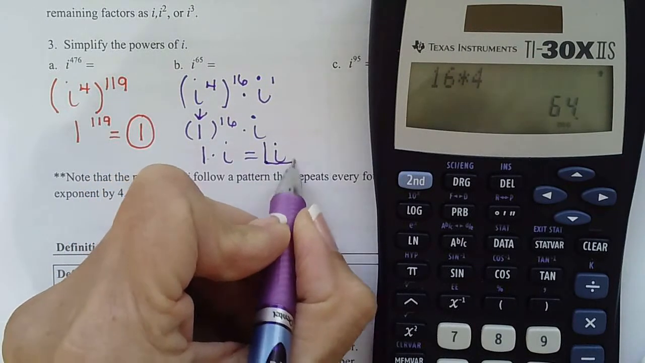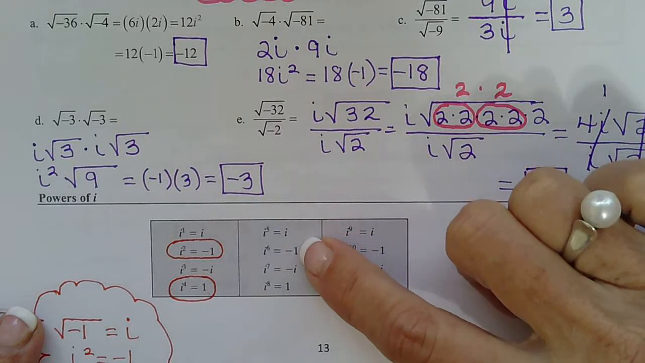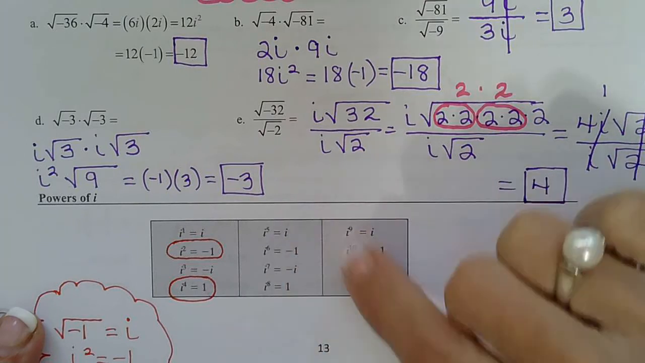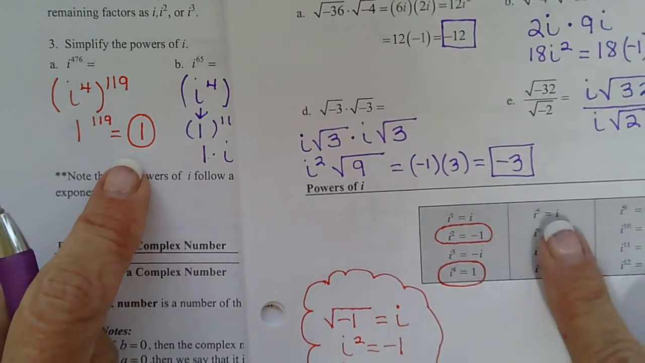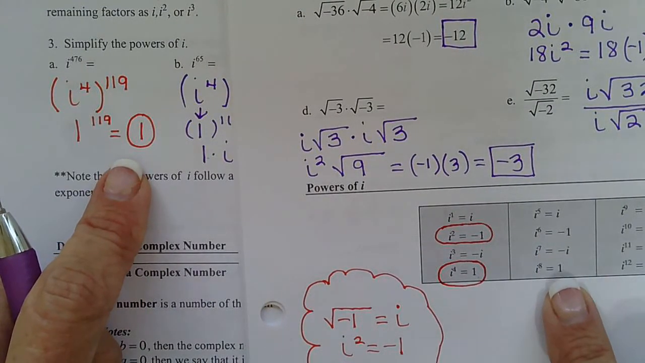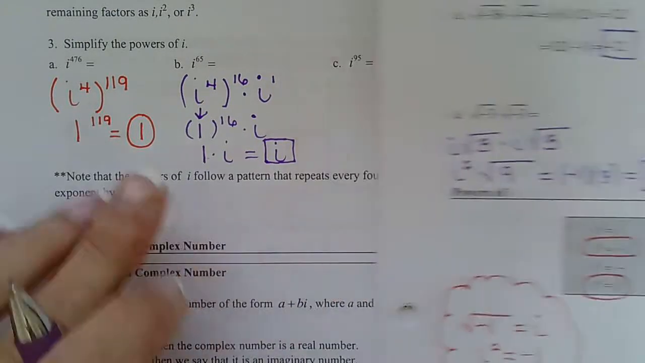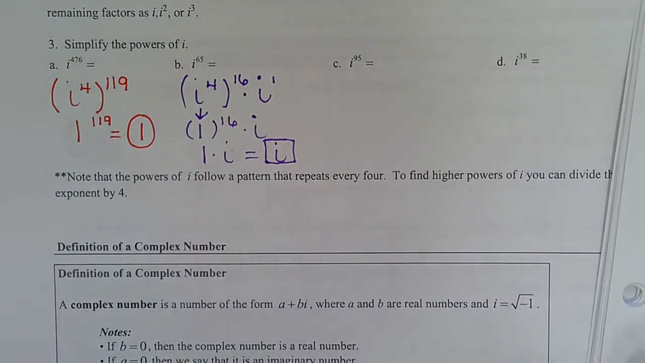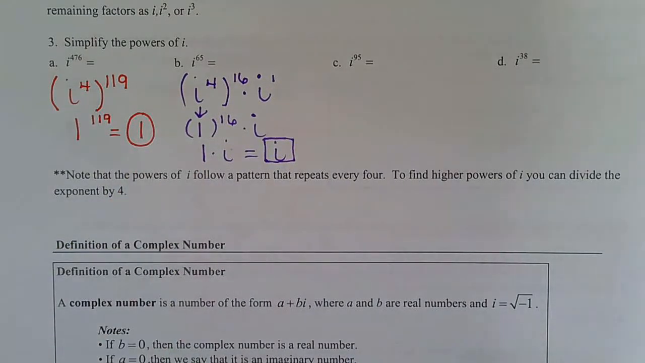It's i. And remember from the previous page, it has to be one of four answers. The only answers we can get are i, negative 1, negative i, and positive 1. Those are the only four possibilities for answers. So first answer we got was 1. It's in this list. And the second answer we got was i, and it's also in this list. So all four of these I know are going to be one of four things: 1, i, negative 1, or negative i. So just remember, 1 to the anything is 1.